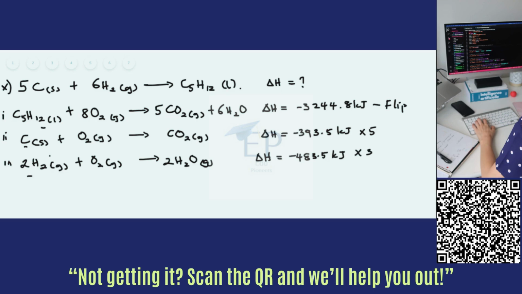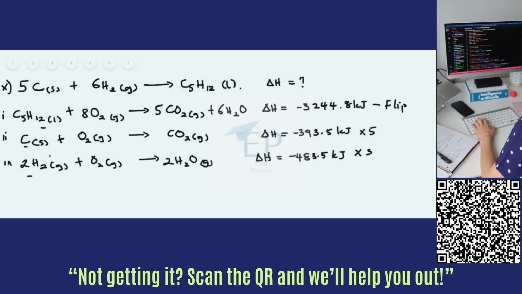And then looking at this, we have a 5 carbon, but here we have just 1. So we need to multiply this second equation by 5. And we need to multiply the third equation by 3, because we have 2 hydrogen here and we have 6 here. So multiply by 3 to make 6. We're just going to go to the next page and do that out.